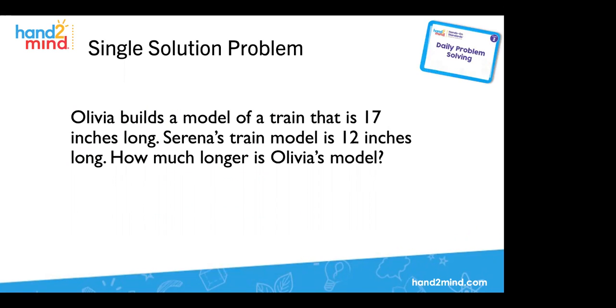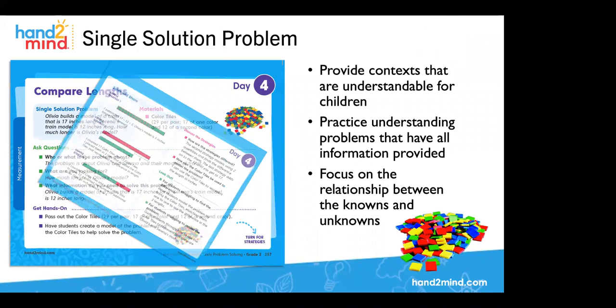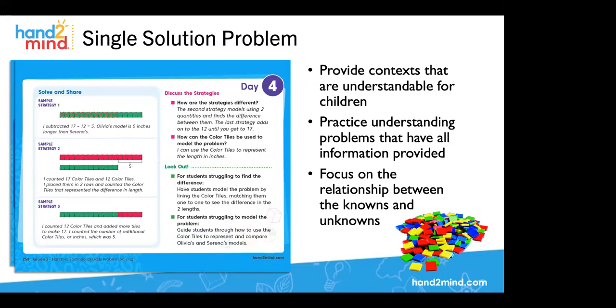We move on the next day to a single solution problem. So we're still working on that same concept, but this time we have all the information we need. This is our more traditional problem, and there's only one solution to our problem. Here's our card for that. We have guiding questions. We have a suggested manipulative that we're going to pull out so that students will actually solve the problems. On the back, we have some of the strategies that children might use in order to solve that problem, along with discussion questions and a lookout section.